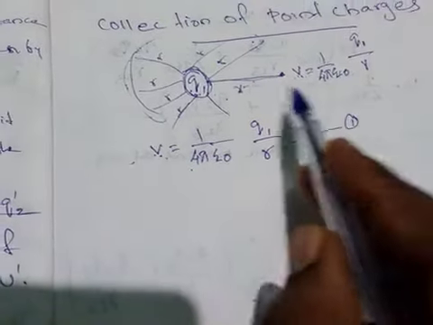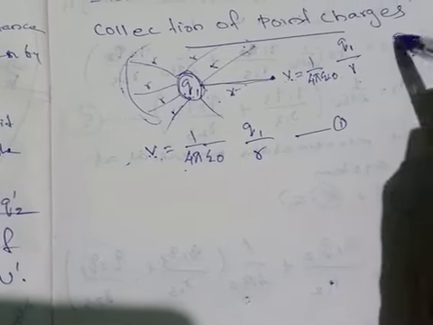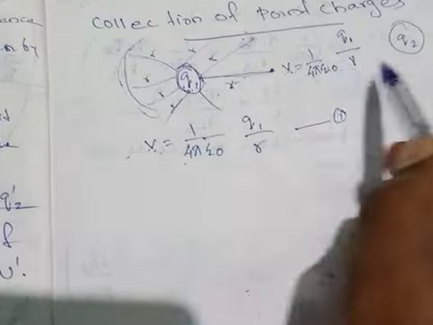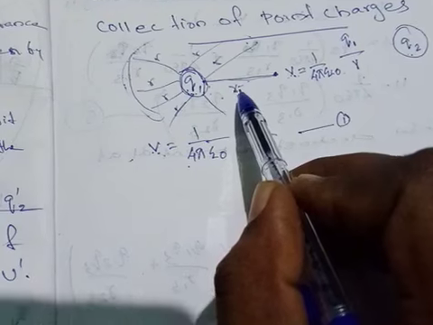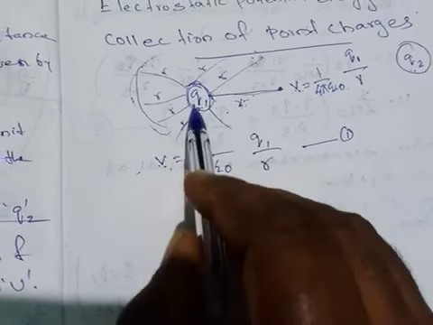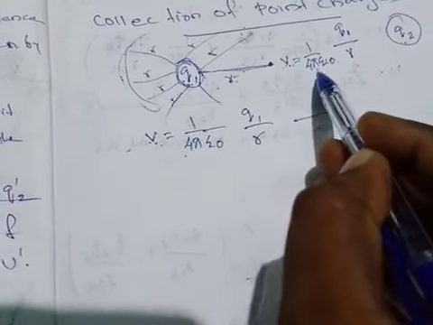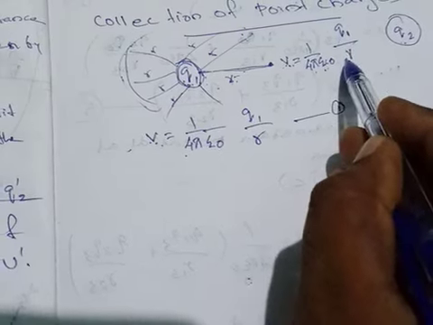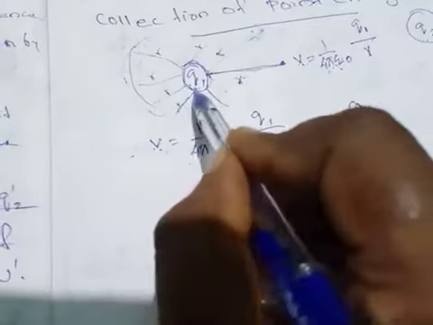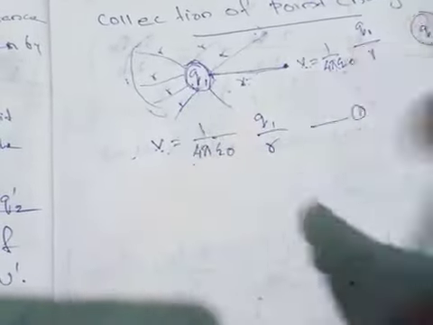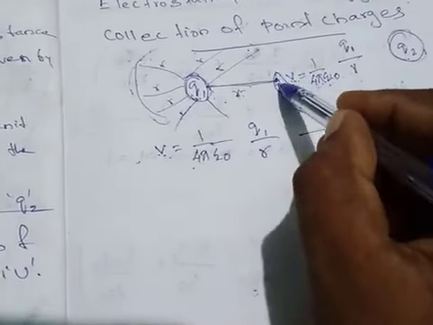Now you see, already one charge is there, and now you are bringing another charge Q2 at a distance R from Q1. Here Q1 is there, and at a distance R the potential is V is equal to 1 by 4 pi epsilon 0 Q1 by R. This potential is equal to the work done to bring Q1 to this point. Now we bring another charge Q2 to this place.